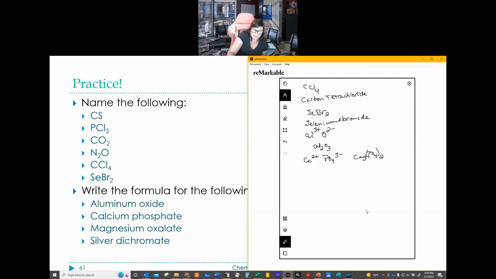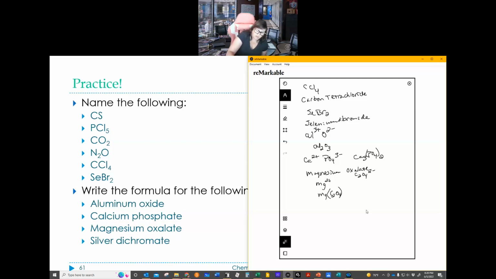Magnesium oxalate. Well, magnesium is Mg. Oxalate is one of these weird ones that I'll see in the table. It's C2O4, and that's a 2 minus. Since this is a 2 plus, then it's going to be MgC2O4. Okay? And this can be in parentheses or not. It's entirely up to you.